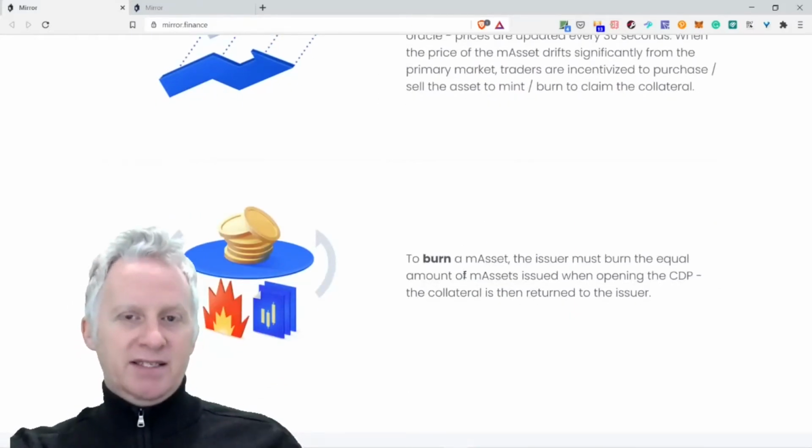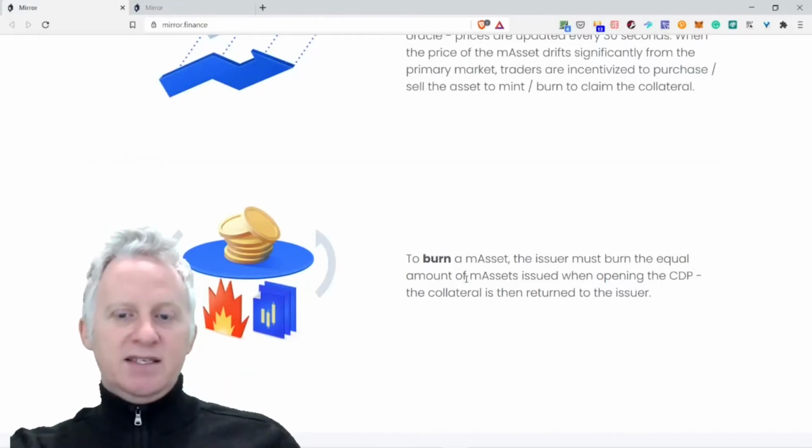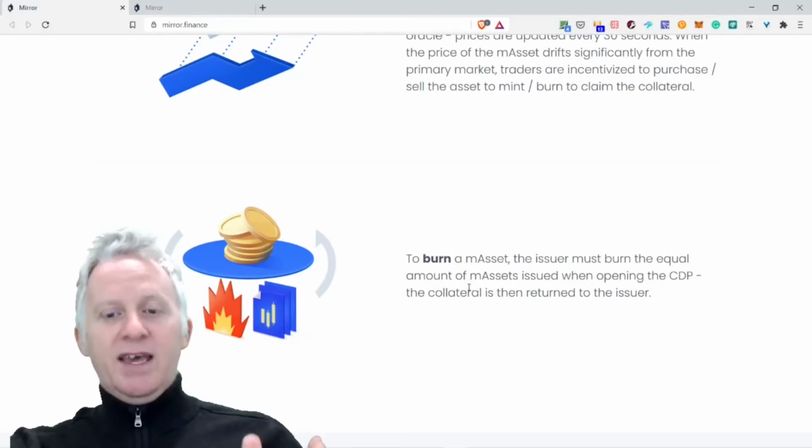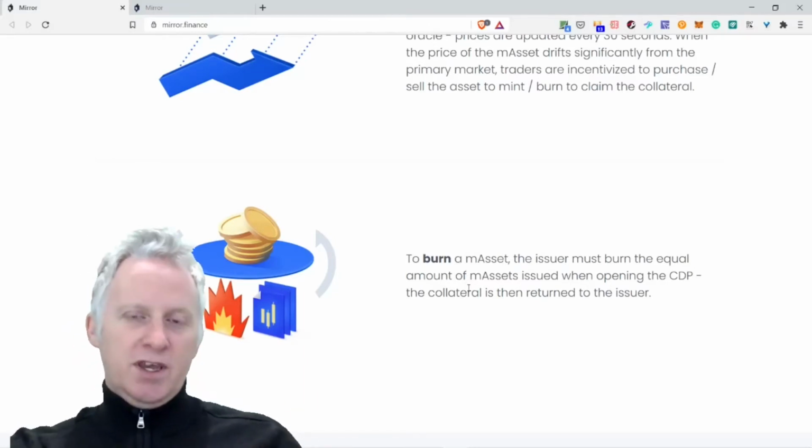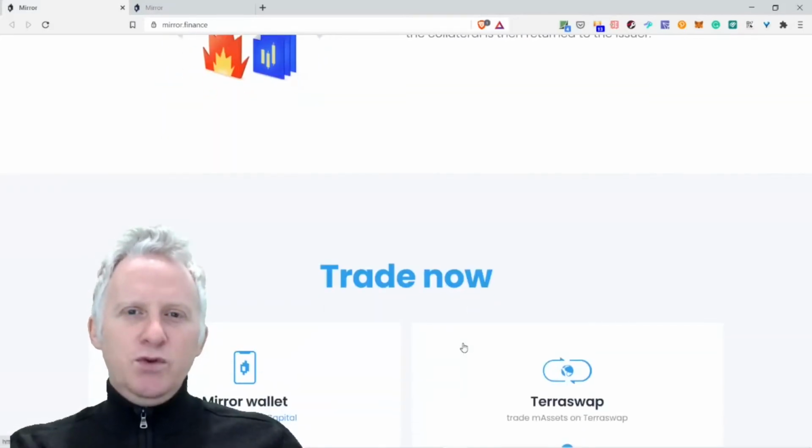The burn process. To burn the mAssets, the issuer must burn the equal amount of mAssets issued when opening the CDP. The collateral is then returned to the issuer. So what can you do exactly?